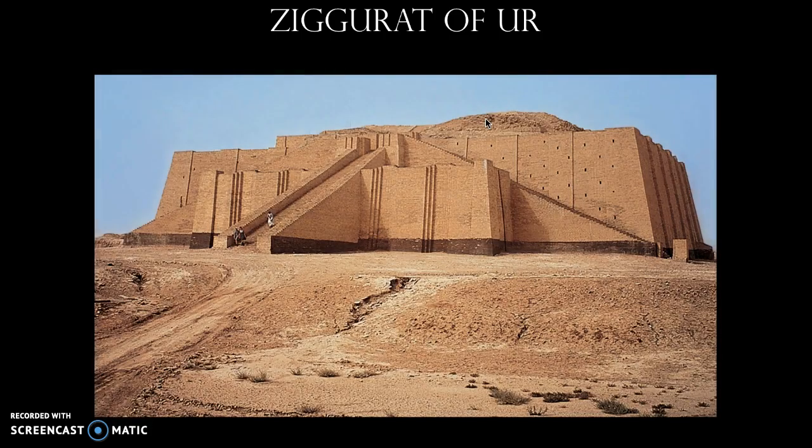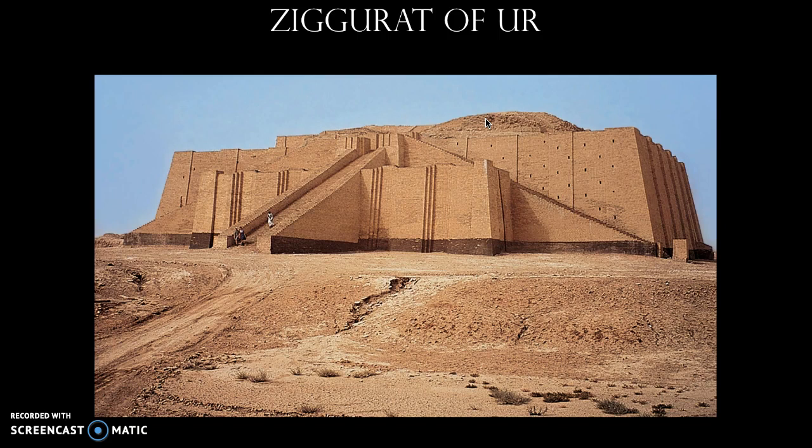This is the best preserved ziggurat, which is at the city of Ur. And the base is a solid mass of mud brick standing about 50 feet high. We have three ramps of stairs meeting at a central gateway, each having 100 steps. And then there is another ramp that leads up to the actual temple.